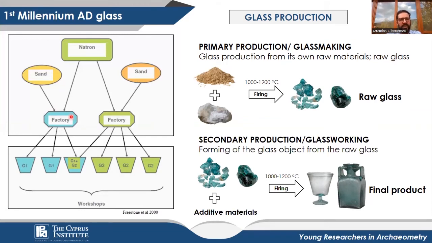So, as you can see here in this graph, which was nicely demonstrated by Freestone and colleagues in 2000, we have natron, mostly from Egypt, and sand from other sources, which are mixed together in big facilities, the factories. This is the primary glass production, and then the raw glass was distributed to secondary glass workshops, where they were finally producing the final object.